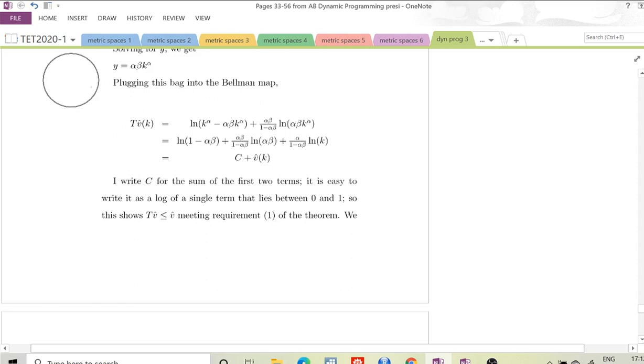And some simple manipulation will show that T v hat of k is just some c plus v hat of k, and alpha and beta strictly between 0 and 1 will show that this c term is negative. Okay, the c term is these two terms. So these are small enough that the log of these are sufficiently less than log 1, which is 0. So the c term is negative. So T v hat is less than or equal to v hat. Okay, and then we already know that T is monotone.